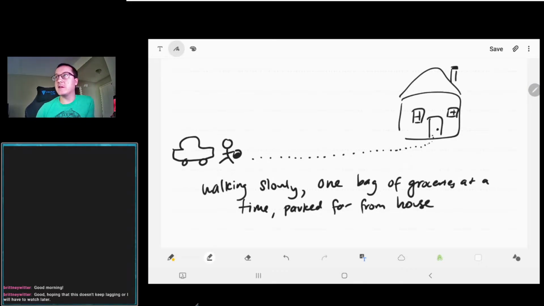Most of us would think this is rather inefficient, right? I'm kind of wasting a lot of time by doing this. So, how do we think we can make this process of getting the groceries to work a little better? How can I get those groceries into the house faster?